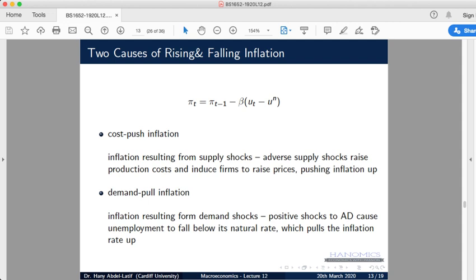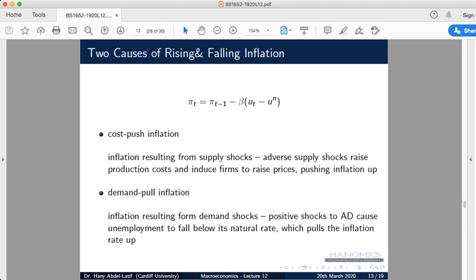So cost push inflation. The other one is demand pull inflation. According to this, inflation results from demand shocks. So if we have positive shocks, for whatever reason, and the aggregate demand curve shifts to the right, that means the unemployment rate will fall below its natural rate.